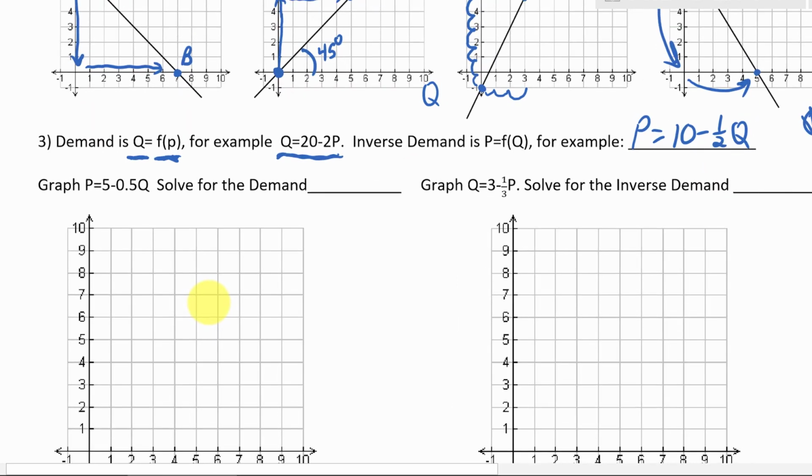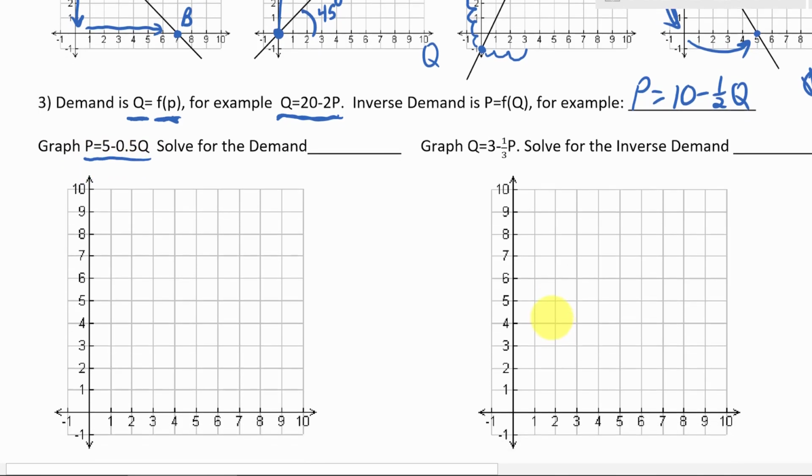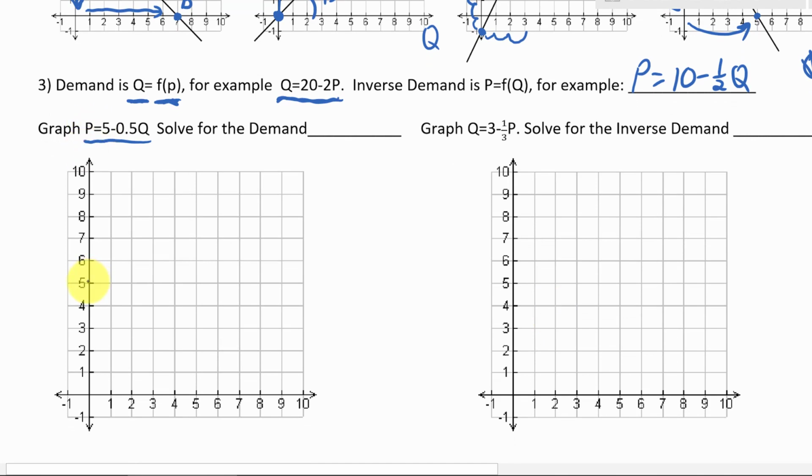All right, here are 2 more examples. So here we have p equals 5 minus 0.5q. First, let's graph it down here. So the y-intercept is 5. The slope is minus 0.5, which is minus 1/2, right? So minus 1/2 means minus 1 is the rise and 2 is the run. Minus 1 over 2, minus 1 over 2, minus 1 over 2, etc. And then we can connect those dots. And again, that could be a demand curve.